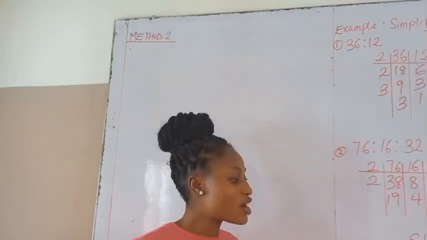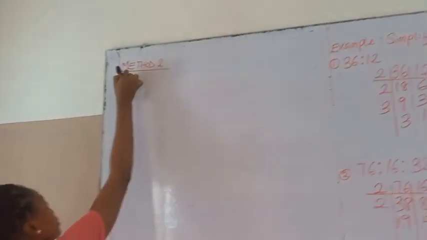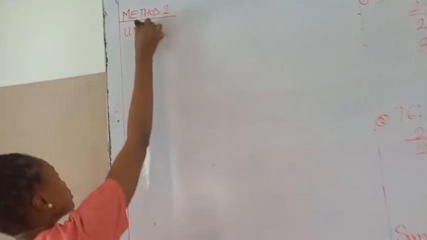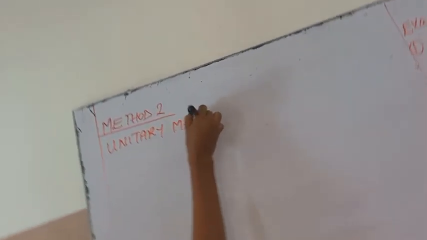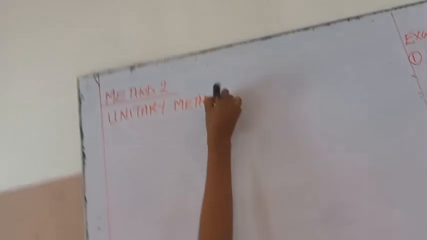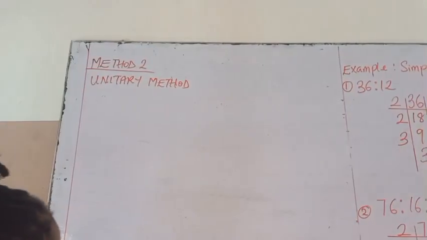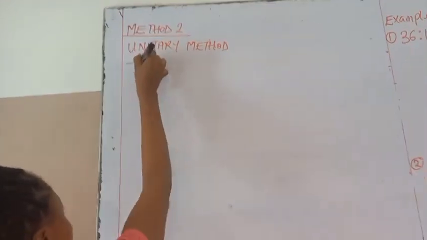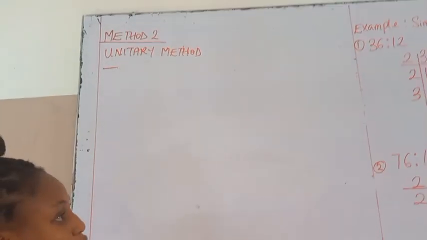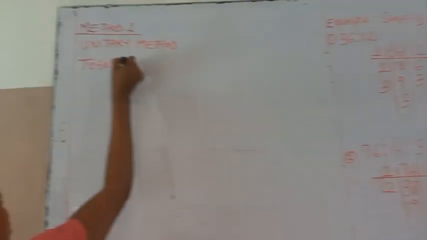So now we'll use the second method, which is the unitary method, to solve the same question. You can decide to choose any of these methods that you feel is preferable for you. The first one to do is for men. But before you start, calculate the total ratio, just like you did in the first one.